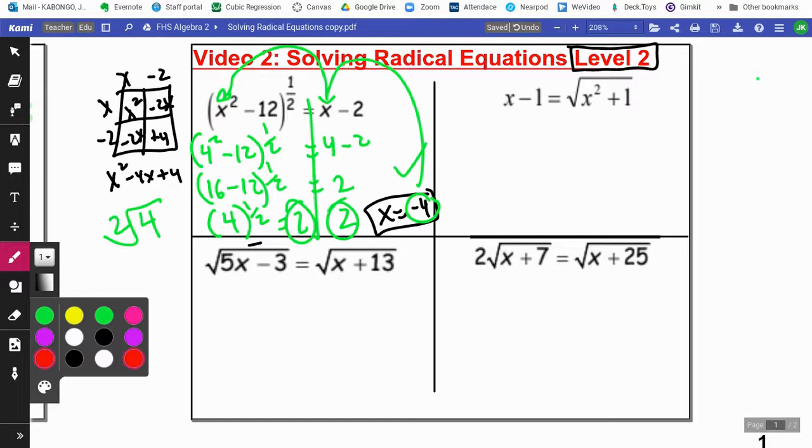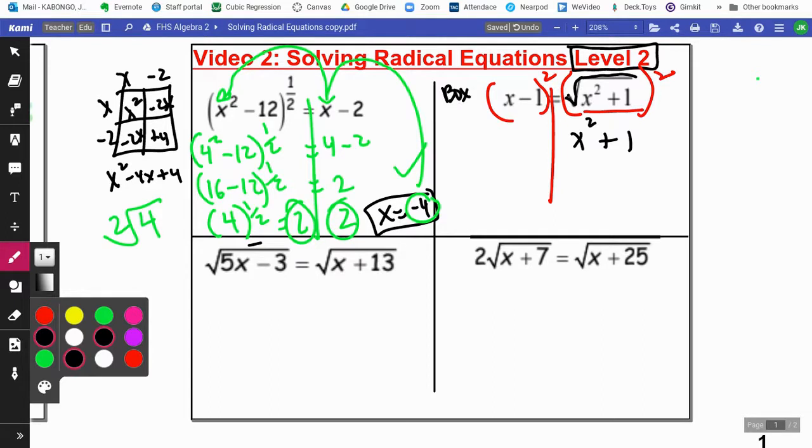All right, so let's do this one. To get rid of this square root, you're going to have to square both sides. So let's square here and square here. When you square that side, you should be left with the inside only, which is x squared plus 1. And on the right side, you're going to have to do the box. All right, let's do the box real fast.